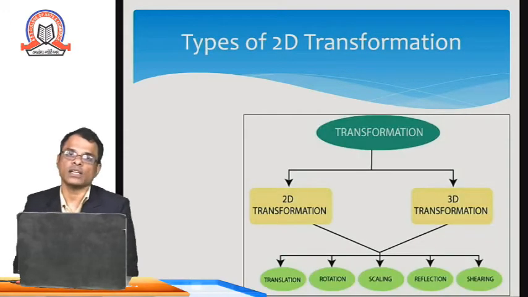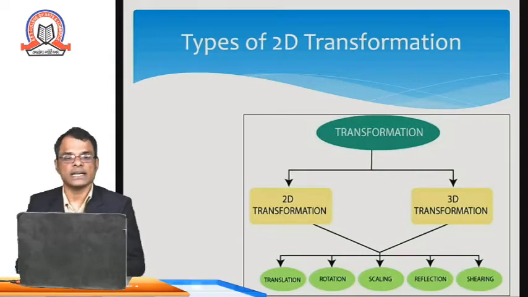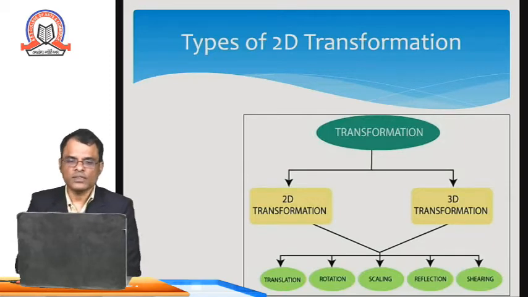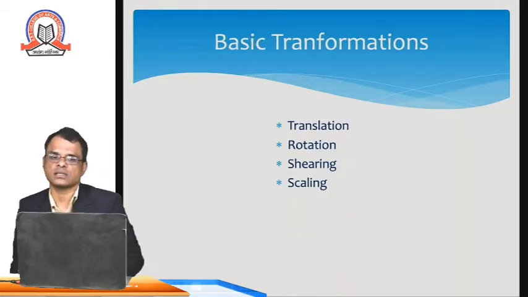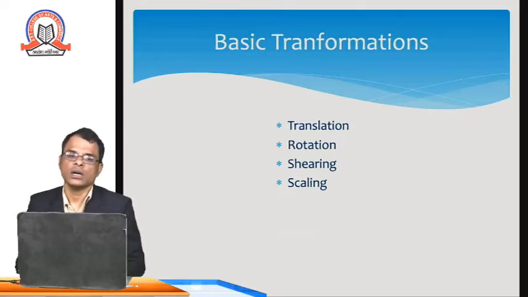Next is what are the different types of 2D transformation. Transformation is either 2D transformation or 3D transformation. Here we are talking about 2D transformations, and the types are translation, rotation, scaling, reflection, shearing. These are the main types. Out of this, we are going to discuss a few basic transformations: translation, rotation, shearing and scaling. So let's start with the first, translation.